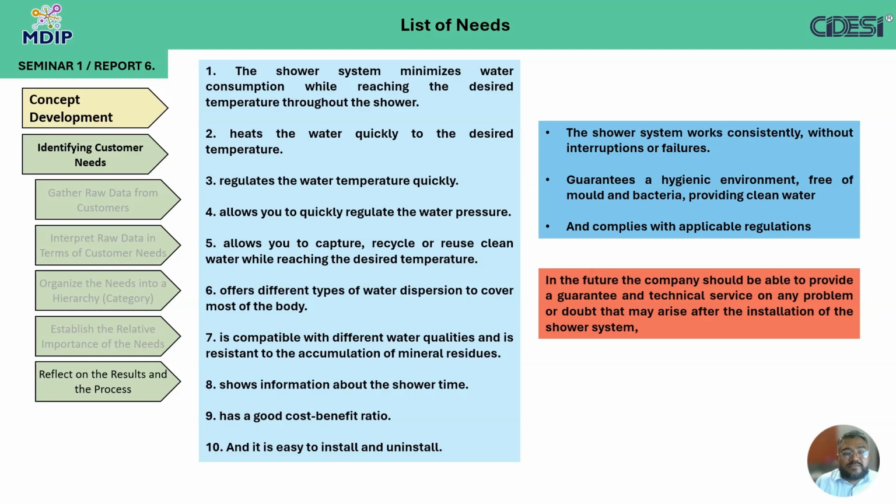From this list of needs, we highlight the following 10 needs. The shower system minimizes water consumption while reaching the desired temperature throughout the shower. Heat the water quickly to the desired temperature. Regulate the water temperature quickly. Allows you to quickly regulate the water pressure. Allows you to capture, recycle, or reuse clean water while reaching the desired temperature.